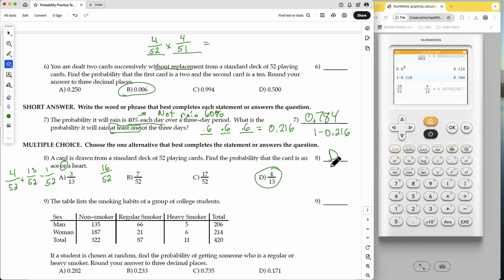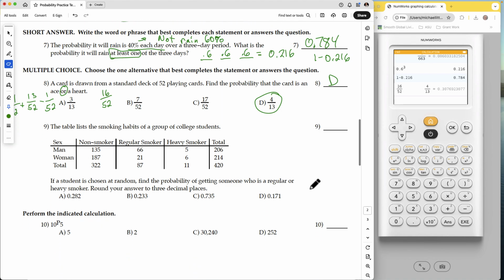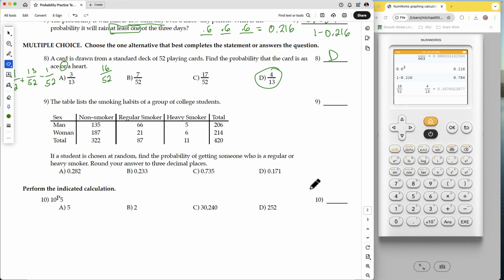Okay. The table lists the smoking habits of a group of college students. Not a good idea to smoke either way. If a student is chosen at random, find the probability of getting someone who is a regular or heavy smoker. Or probabilities are going to be addition and possibly subtraction if there's an overlap. Regular smokers, here's regular smokers, that's this way. Heavy smokers, that's this way. So there are no overlaps.